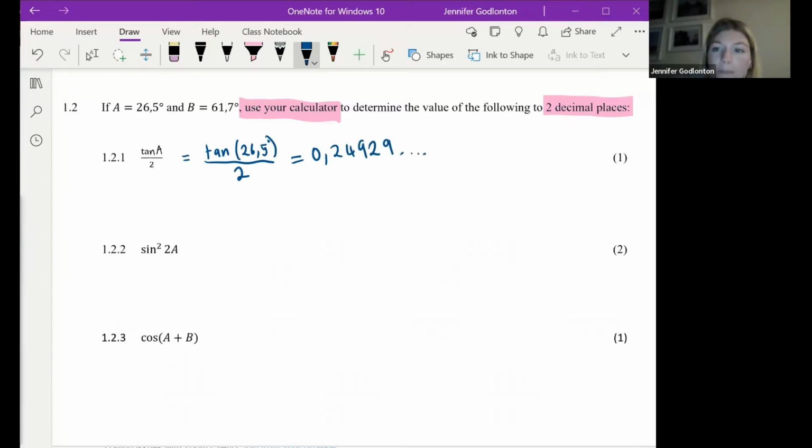0,24929, blah, blah, blah, blah. And it says to 2 decimal places. So we have to be careful with this 9, 0,25. And that's our answer. Okay. So I've helped you with the first one.